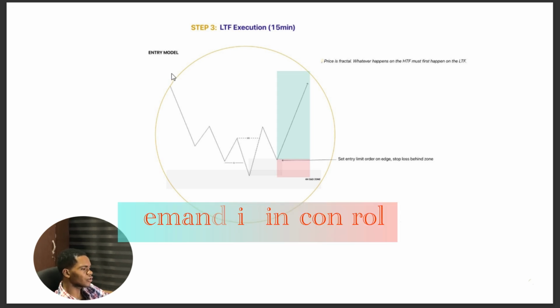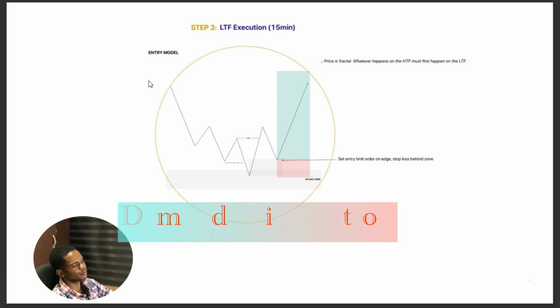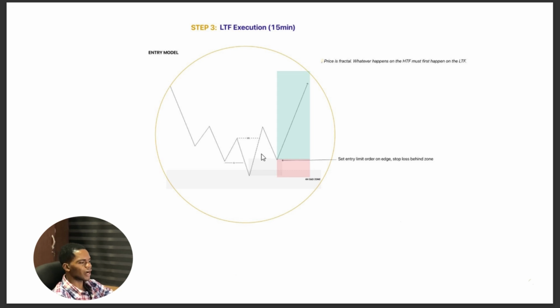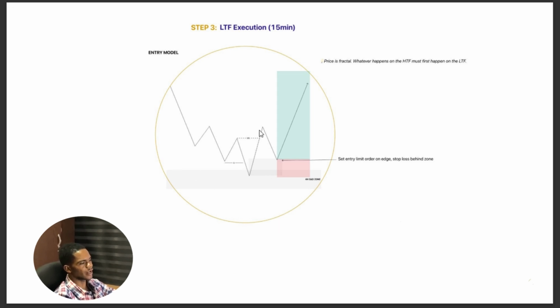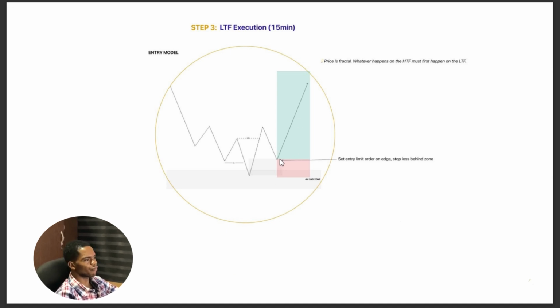Now demand is in control, because price approaches a demand zone and begins to change direction, now giving us a higher high instead of a lower low, and this is now our new higher low. So over here we have our entry point for the smart money trading plan. Price is fractal: whatever happens on the higher time frame must first happen on the lower time frame.